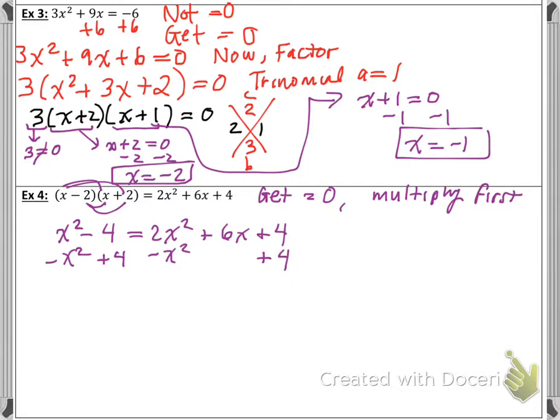So here the x squareds are going to cancel, the negative 4 and positive 4 are going to cancel. So I'm going to get my equal to 0 like I want. And on the right hand side I'm going to get x squared plus the 6x just stays as 6x. And then 4 plus 4 is 8. Okay, now after I multiplied and I got it into standard form, now I can try to factor this polynomial.